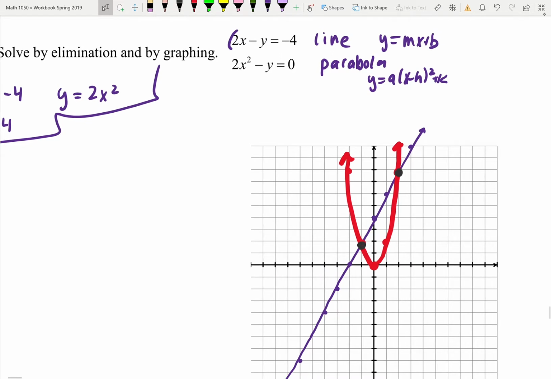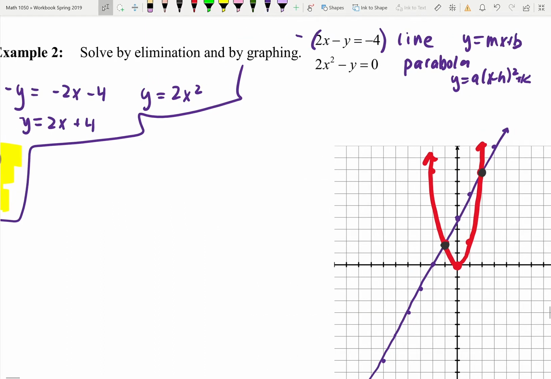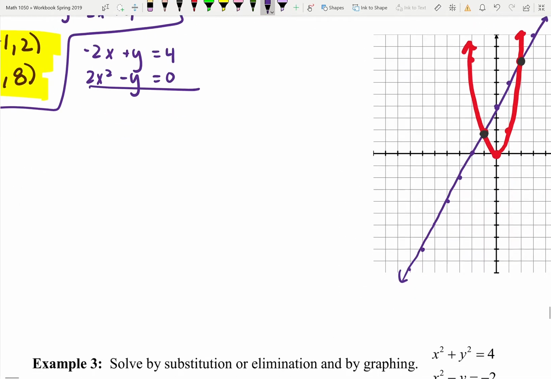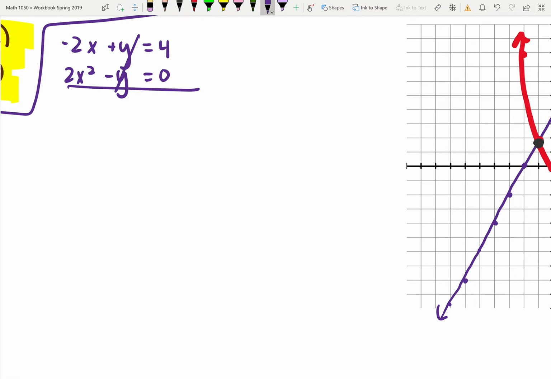So I'm going to take a negative and distribute it across that parenthesis. You could do either one. So I'm going to do negative 2x plus y equals 4. And then underneath, 2x to the second minus y equals 0. So the negative y and the positive y go away. Now everybody look right here. You have to be careful because I cannot combine a negative 2x and 2x squared. They're not like terms. One is squared and one isn't.